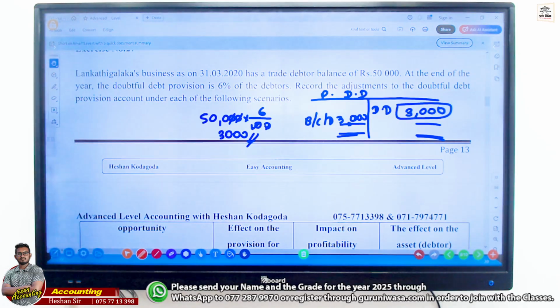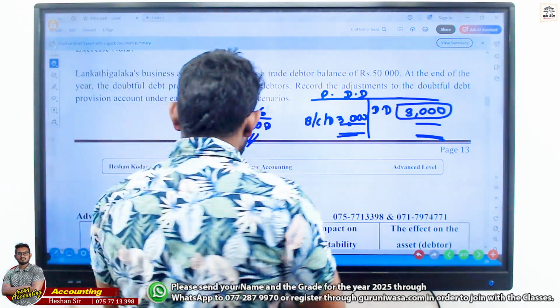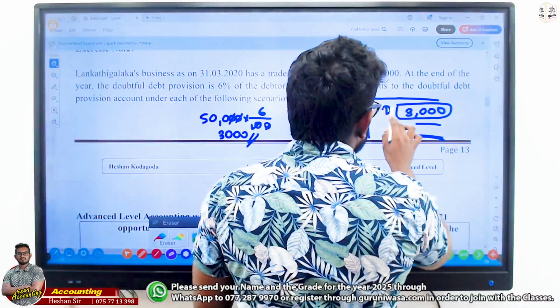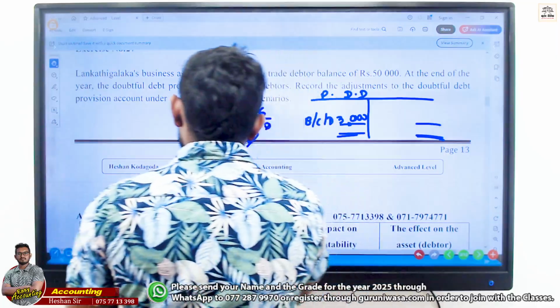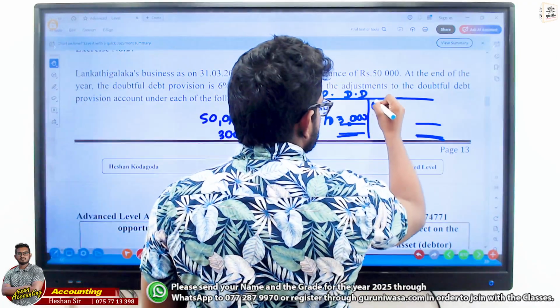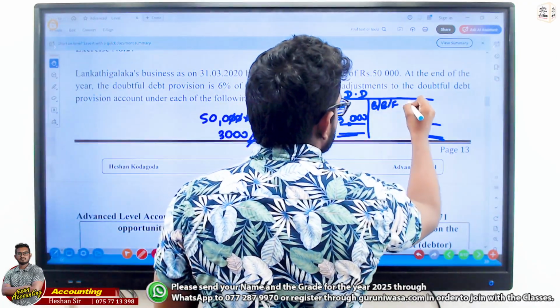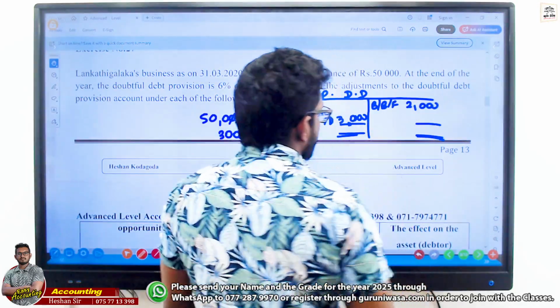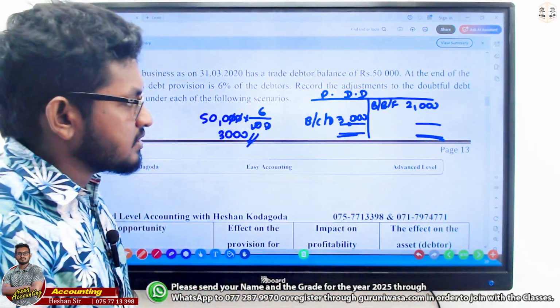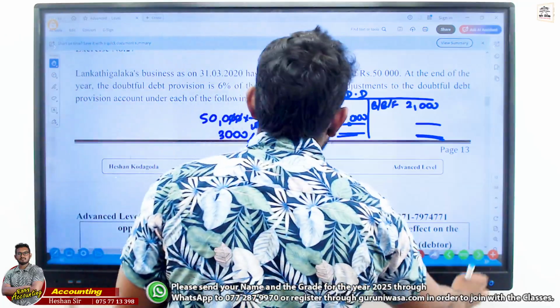Right. Hope it's clear, right? Now, next one. In here it says, if there is a 2000 opening balance, then this is the situation of under provision, right?